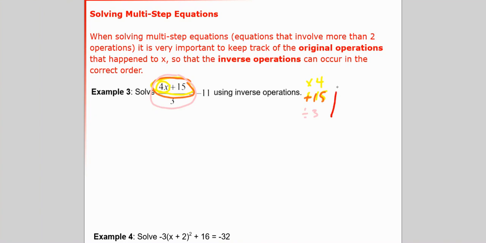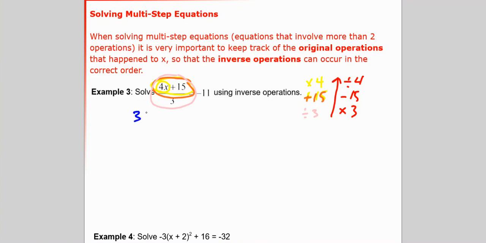Well, of course, we will have to do this in the opposite order. So first thing we're going to do is multiply both sides by 3. Then we're going to subtract the 15 from both sides. And then we're going to divide by 4. So let's get to it. All right. So I've said in the past, you want to make a big bracket.